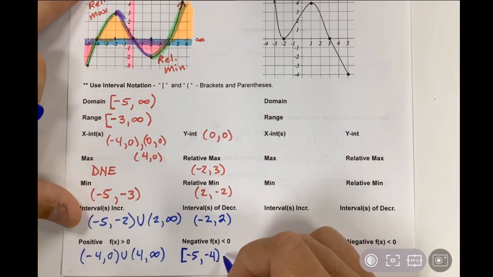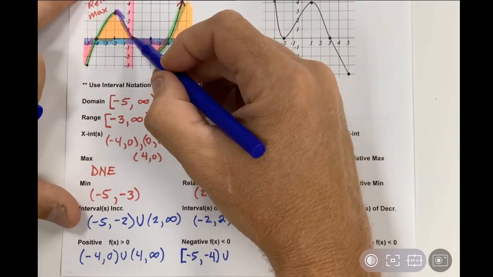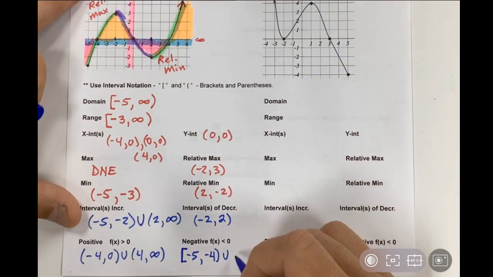So then the next thing you'll have to do is union that with the other piece when it is negative. That's from 0 over to this 4 right here, and it's not negative at either of those starting and stopping points, so that means you go 0 to 4.